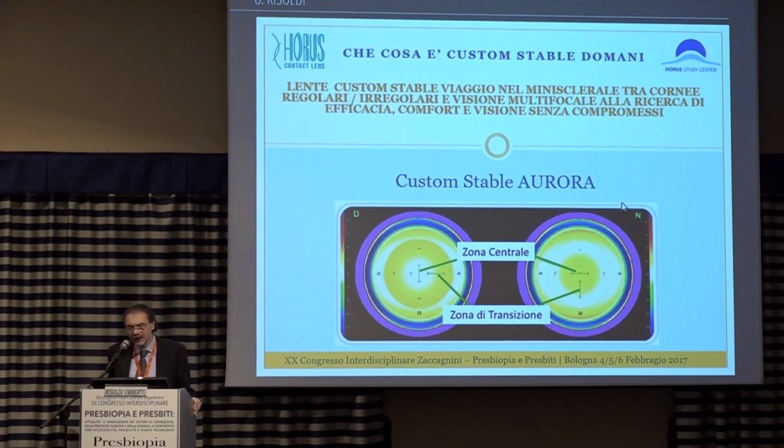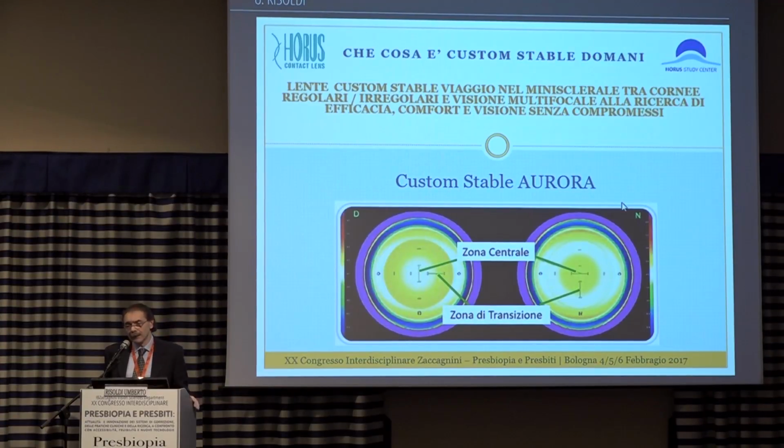We have started to manufacture and deliver the miniscleral contact lenses, the so-called Aurora custom stable lens, with very good feedback. Vision is very similar to the one obtained with multifocal spectacles. As was mentioned by Francesco Sala before, miniscleral contact lenses give more stable vision.